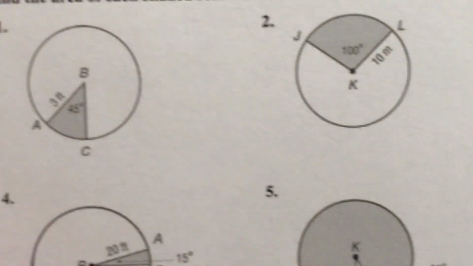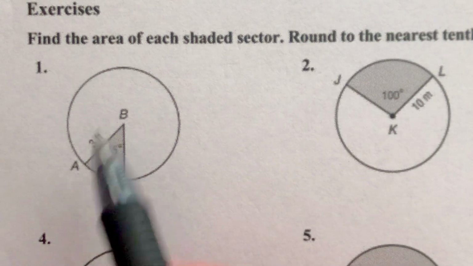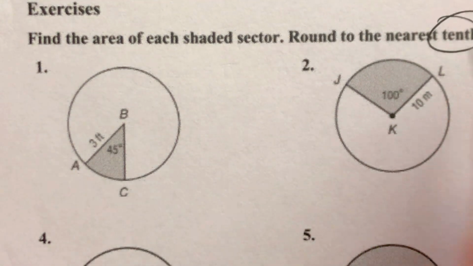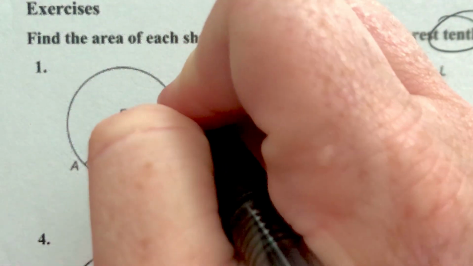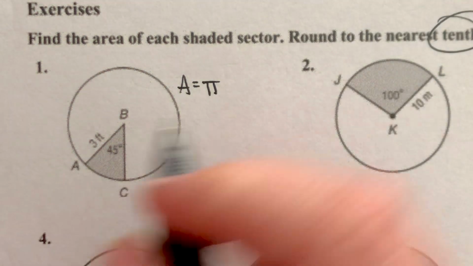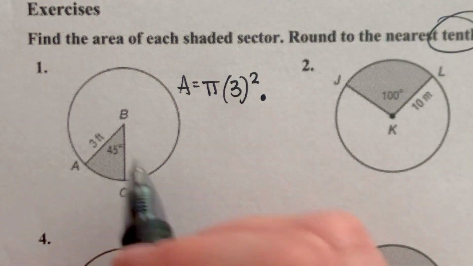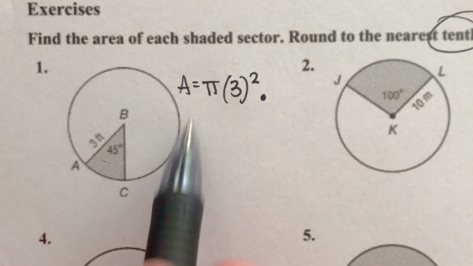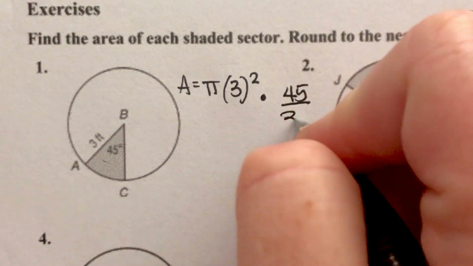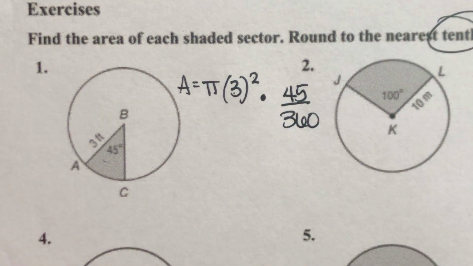Let me zoom in a little. All right, so we are finding the area of each darkened space here, this little sliver. Round to the nearest 10th, again, it tells us. So the area of the entire circle is pi r squared, so pi times 3 squared. And then we're going to multiply that by our little slice. So out of the whole circle, 360, this is just 45. So 45 over 360.